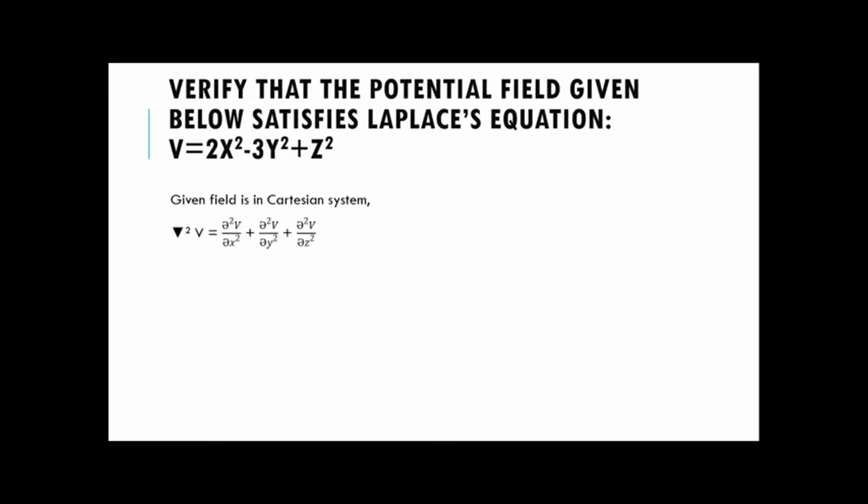Since the given field is in Cartesian system, del square, that is Laplacian V, in Cartesian system is given by del square V by del x square plus del square V by del y square plus del square V by del z square. This is the double partial differential of potential in each coordinate. So substituting V equal to 2x square minus 3y square plus z square, I get this.